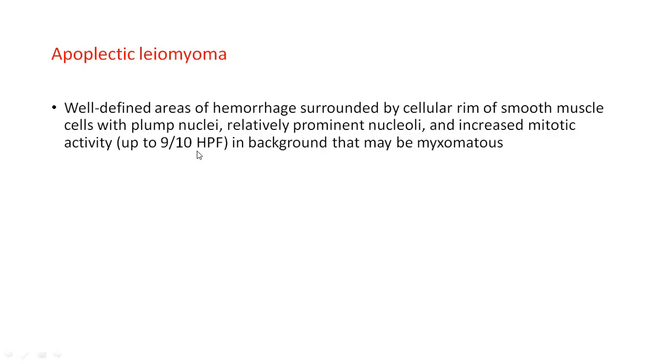Up to 9 per 10 high power fields is still apoplectic leiomyoma, but if the number goes above 10 or reaches up to 15, then we can bump this leiomyoma up into the STUMP, which is the smooth muscle tumor of uncertain malignant potential. So we will discuss that entity in our next video.